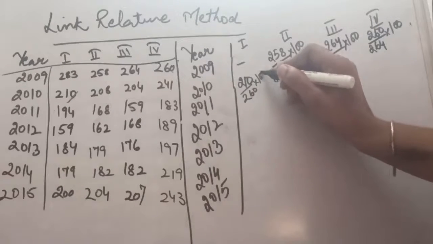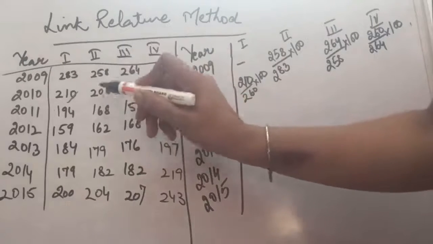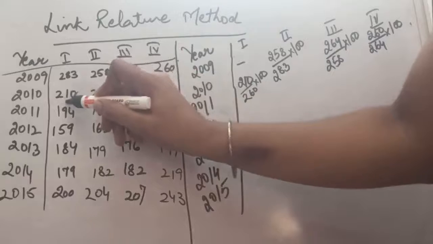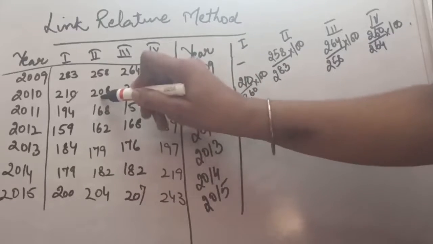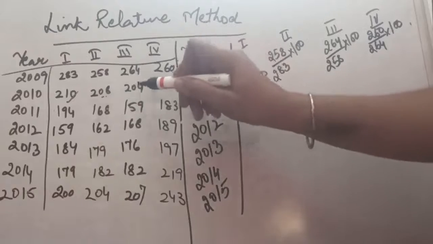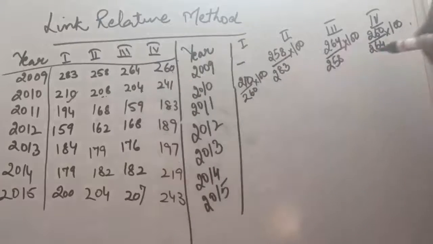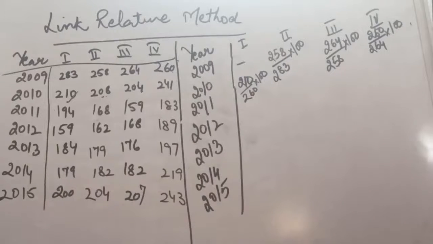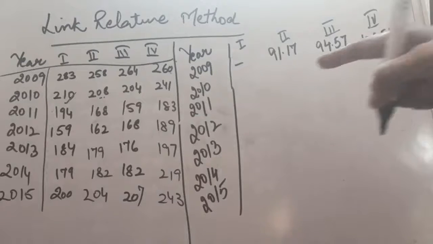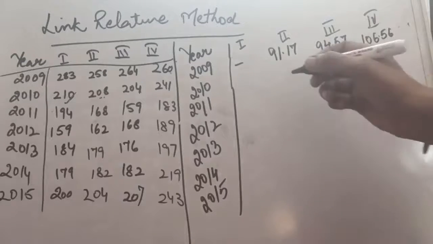Then we calculate 208 divided by 210 into 100, 204 divided by 208 into 100, 241 divided by 204 into 100. Like this we will fill up this first table. This is the table of link relatives by applying the formula current value divided by previous value into 100. Now let us calculate these values. So these will be the values after calculation that we will get.